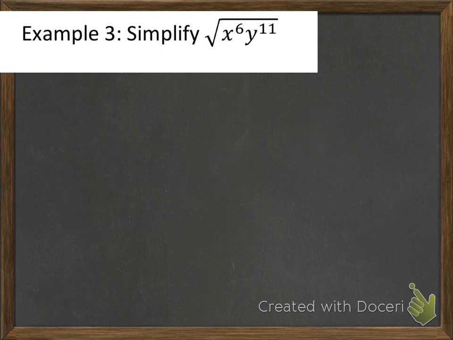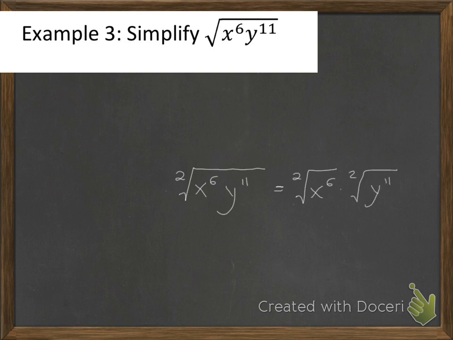So here we have the square root of x to the 6th, y to the 11th. So this time, y to the 11th, that's really getting cumbersome. So I'm not going to use that first method where we rewrite everything as multiplication. I'm just going to start by using the method where we divide. Remember, there's really a 2 here. And I can also break these up. So I have the square root of x to the 6th times the square root of y to the 11th. Here we're going to have x to the 6 over 2, which is just x to the 3rd. Here we're going to have y to the 11 over 2.